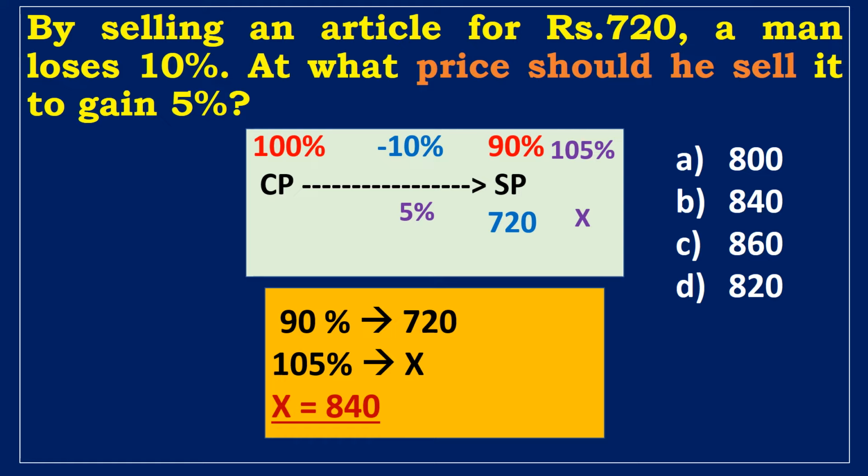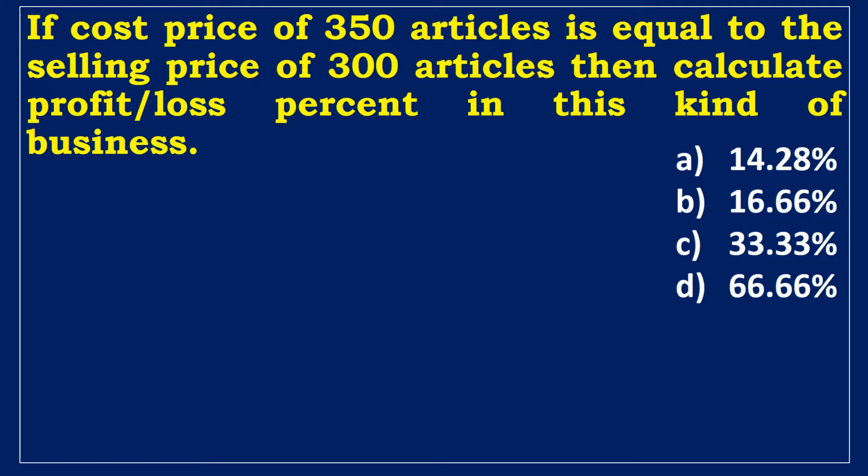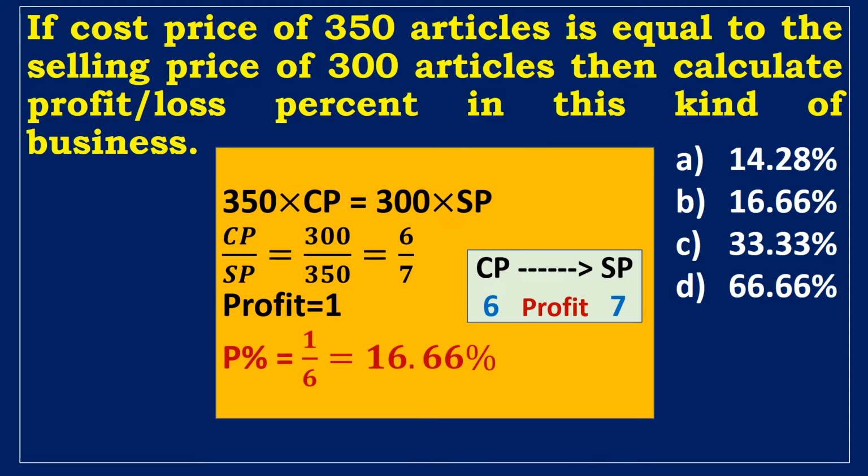Fourth example. If the cost price of 350 articles is equal to the selling price of 300 articles, then calculate the profit or loss percent in this kind of business. From the information given, 350 times CP is equal to 300 times SP. When rearranging the terms, we get the ratio of CP to SP. CP divided by SP is equal to 300 by 350. The fraction is 6 by 7.